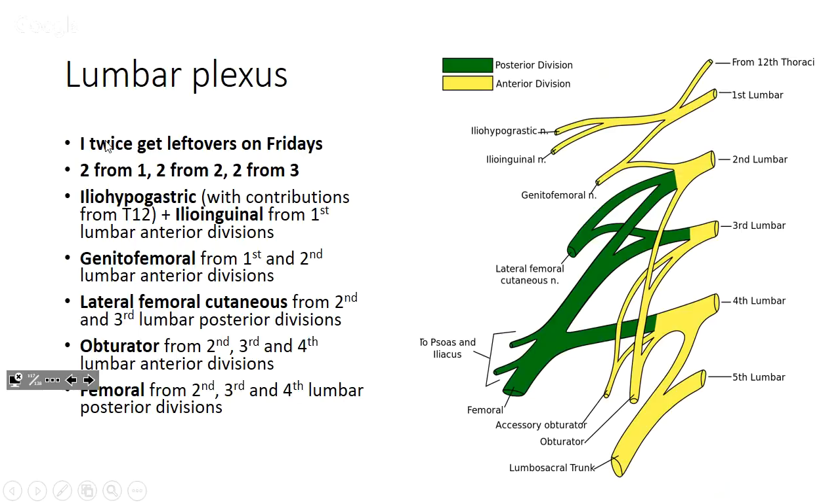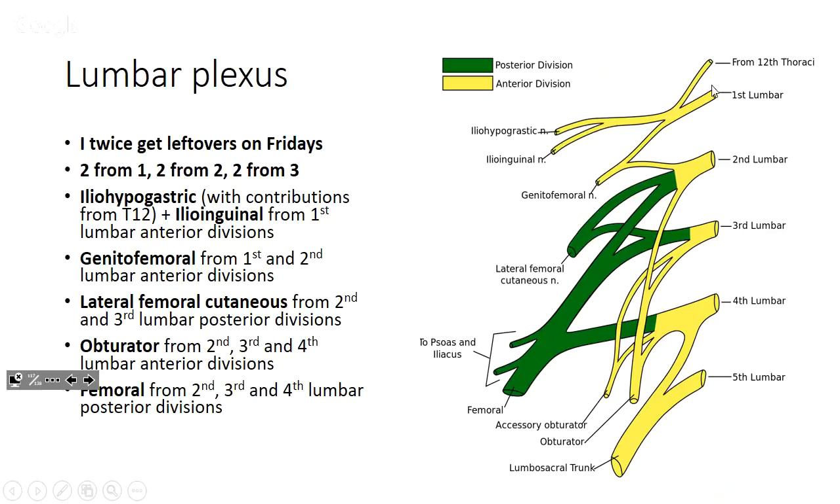I twice, so it's ilio-hypogastric, ilio-inguinal. Get is genitofemoral. Leftovers is lateral femoral cutaneous nerve. On is obturator, F is femoral. And then I just think 2 from 1. So 2 from the first one.